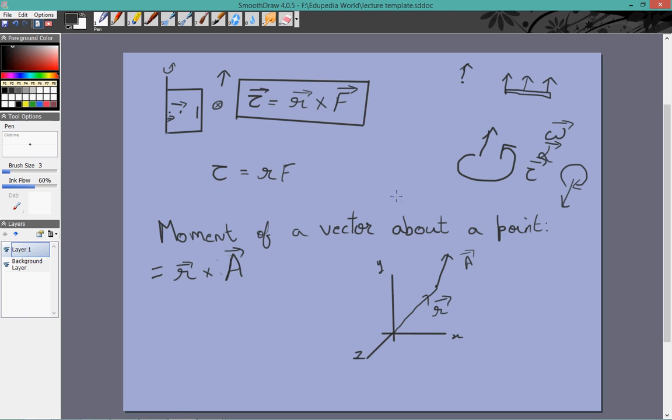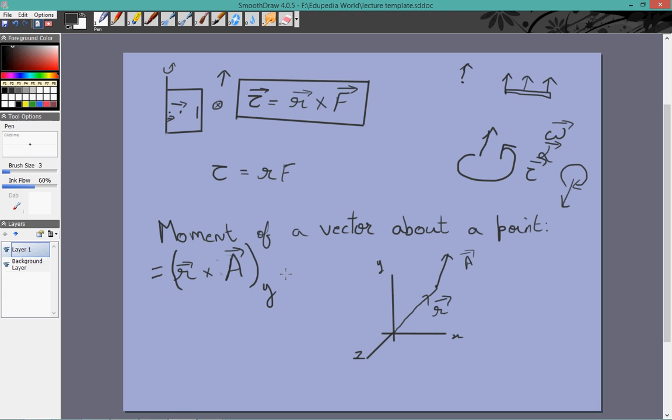So for example, we wanted to find the moment of this vector about this point but in the y-axis. Remember, when we're talking about rotation, we're talking about axis, right? So in that case, we'll just take the component of r cross A in the y direction. You can take the moment of a vector about a point, it's simply r cross the vector. You can take the moment of a vector about a line. In that case, all you need to take is the component of the moment of that vector about that point parallel to the line.